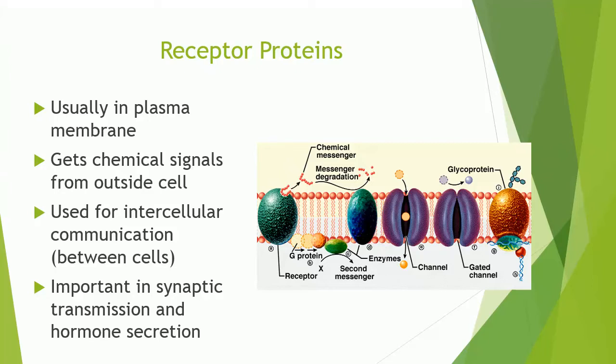And if you look at this picture, you'll see receptor protein. It looks greenish. And so that receptor protein is there within the cell membrane, and it's showing that it's getting chemical messages inside and outside the cell so that it can communicate between cells.